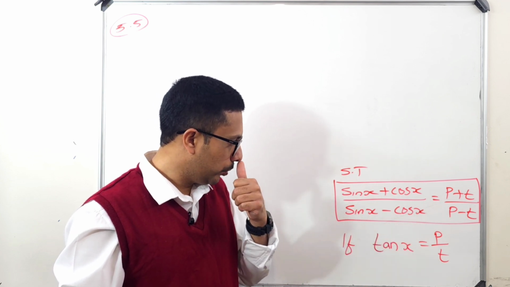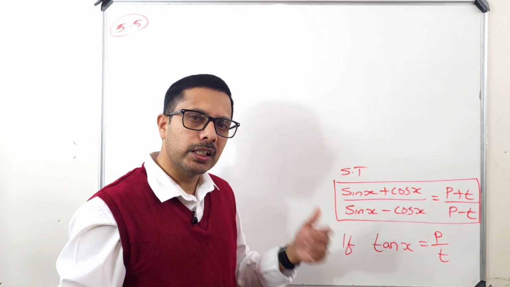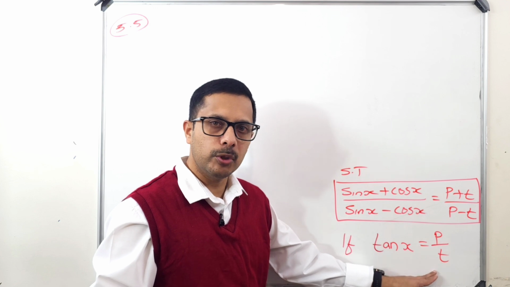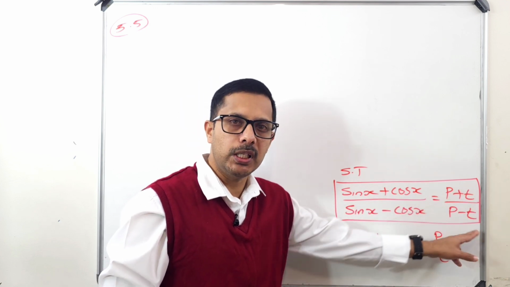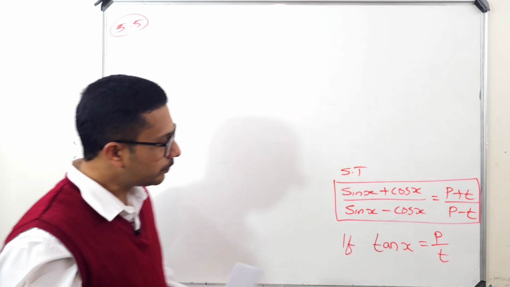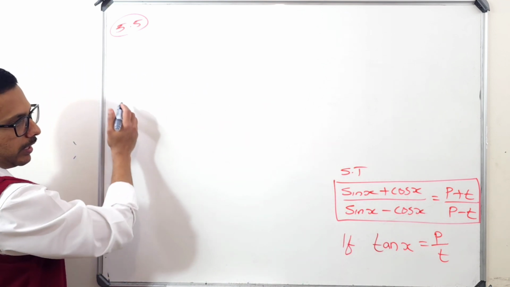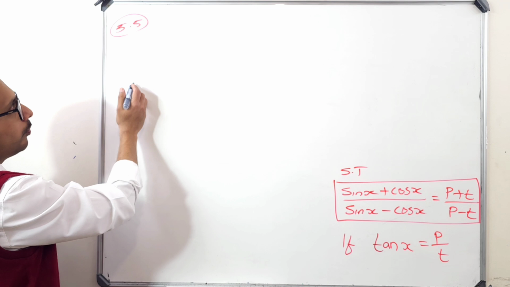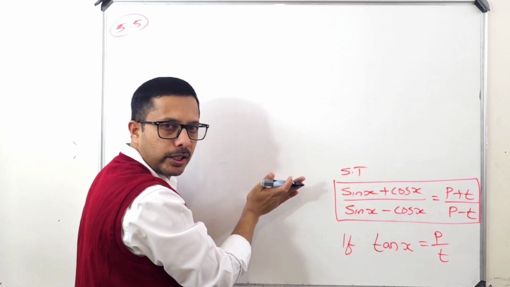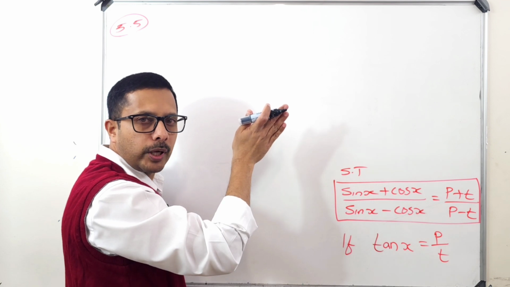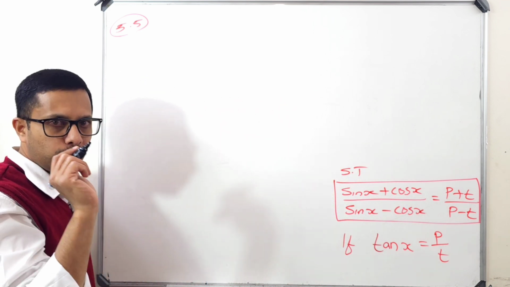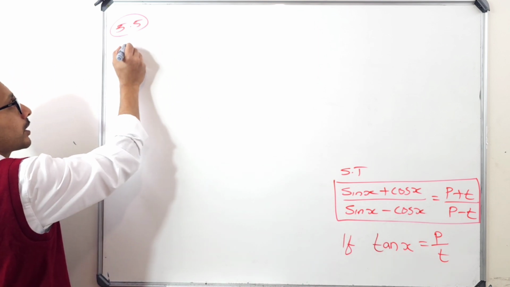So what I'm going to do here, anyway I have to get tan x, then only I can connect with the p and t, because they want the answer in terms of p and t. Okay, so for that, in sin x plus cos x, both numerator and denominator, I am going to divide with cos x. Okay, so see what I am going to do, then try to understand.